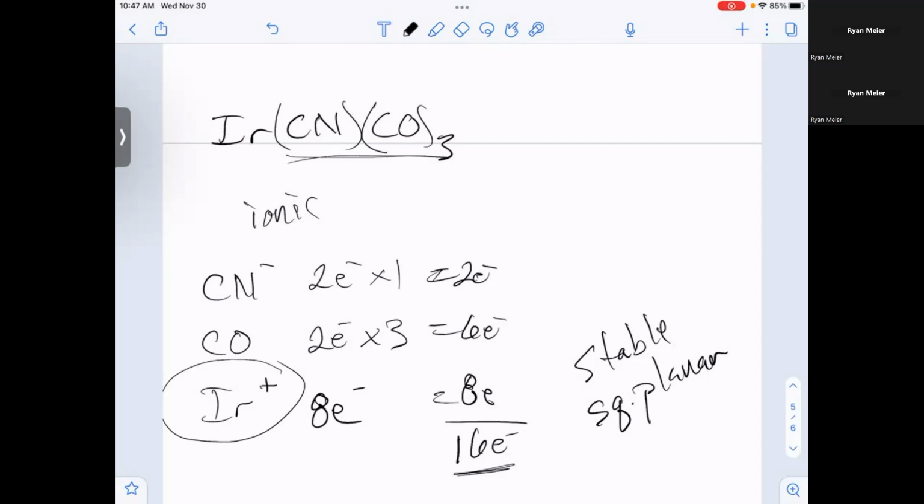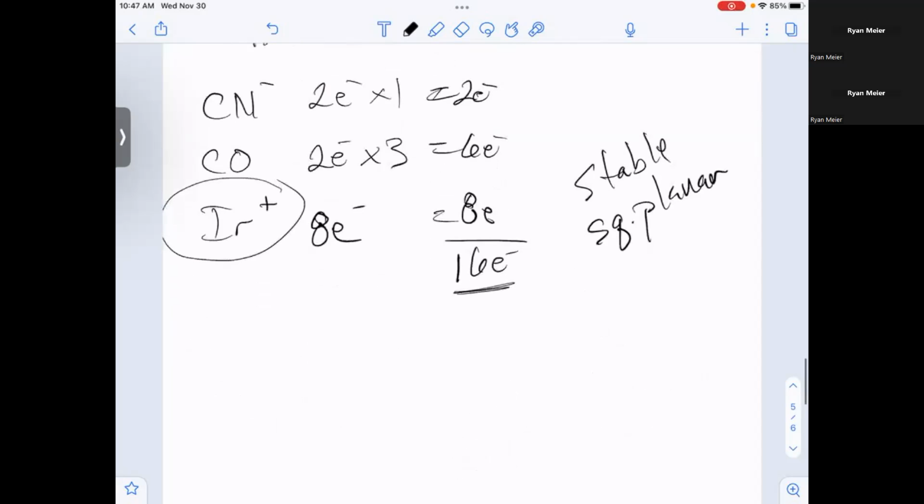There's almost no exceptions to that for iridium +1 compounds. It will make octahedral compounds, but usually not as +1. It'll do it as +3, which we'll start getting to probably either Friday or Monday when we talk about reactions.